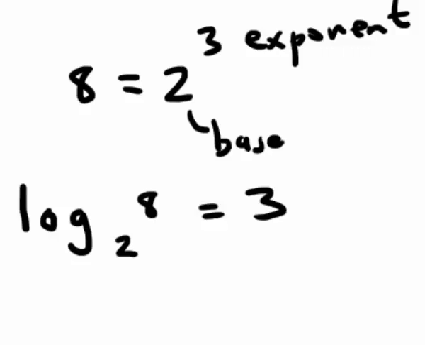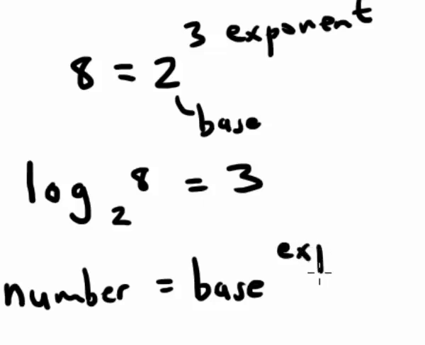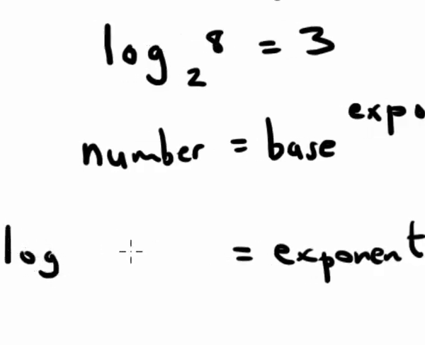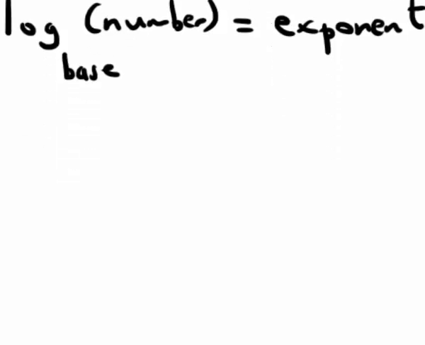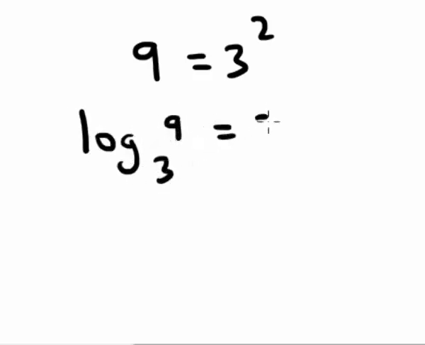Okay, so what they're saying is if you've got a number, whatever that number is, and it equals the base raised to an exponent, then another way of defining the exponent is to say it is the log of that number to that base. Looking at this definition, for example, 9 is 3 squared, so the log of 9 to base 3 is 2. The 2, the exponent, is called the log of 9 to base 3.